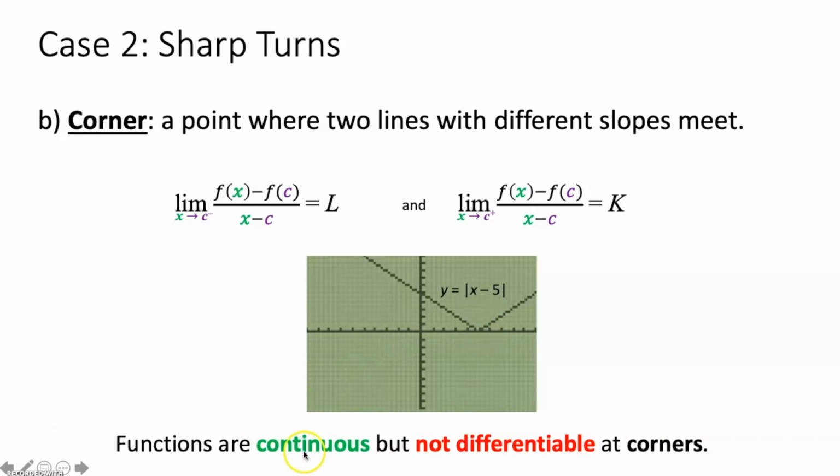So the function is continuous. Corners usually are continuous. However, the function is not differentiable there because there's no good way to draw a tangent line. We have a slope coming in from the left and a slope coming in from the right that are different numbers. That creates a corner.